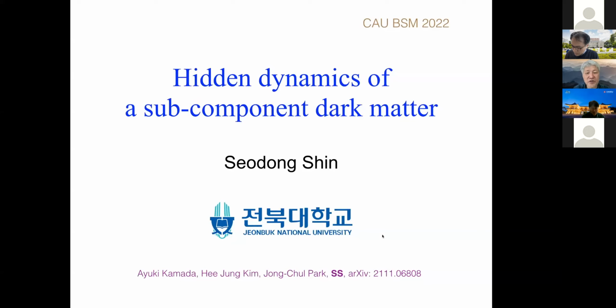So the next speaker is Professor Seodong Shin from Jeonbuk National University, and he'll talk about hidden dynamics of a subcomponent dark matter. Please. Right, thank you for having me. This talk is based on my recent work with Aoki Kanada, Heejun Kim, and Chung-Cho Park, which showed up last November.